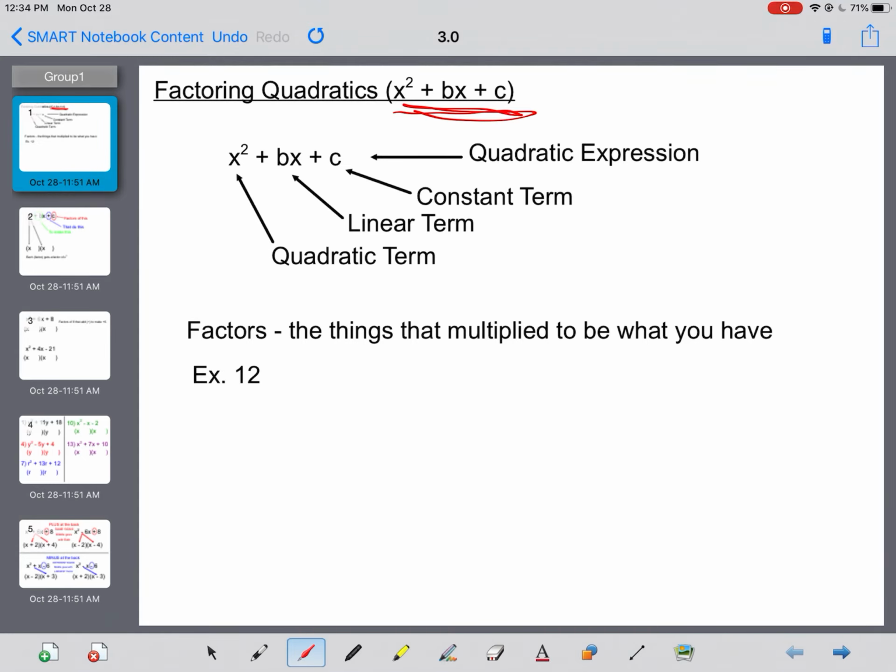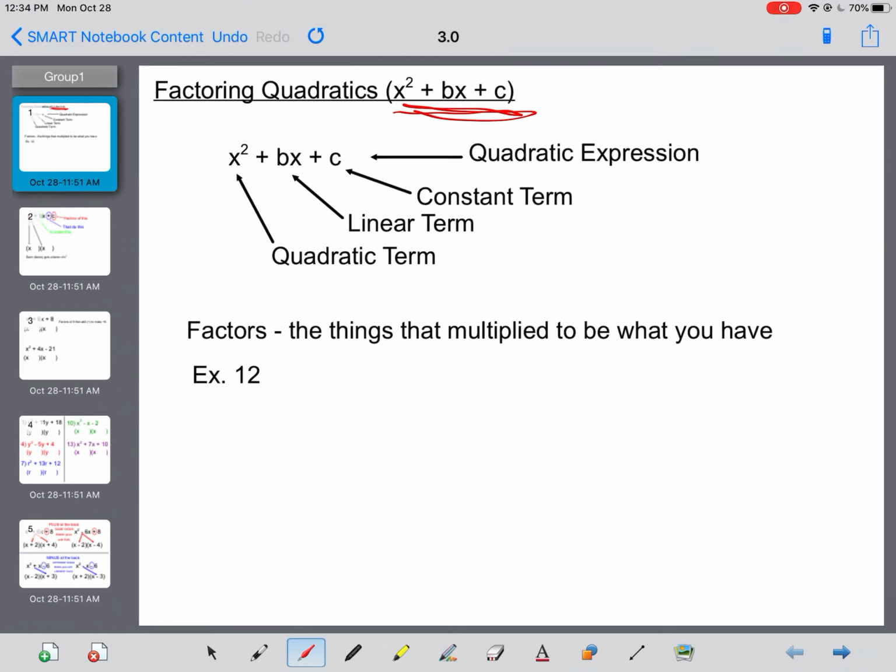B is going to be a coefficient. It's a linear term. It would graph as a line if you had it normally. C is a constant term. It's going to be just a plain number. Like in y equals mx plus b, if we had y equals 2x plus 7, the 7 at the back is the constant term. The 2x would be the linear term, and there's not a quadratic term.